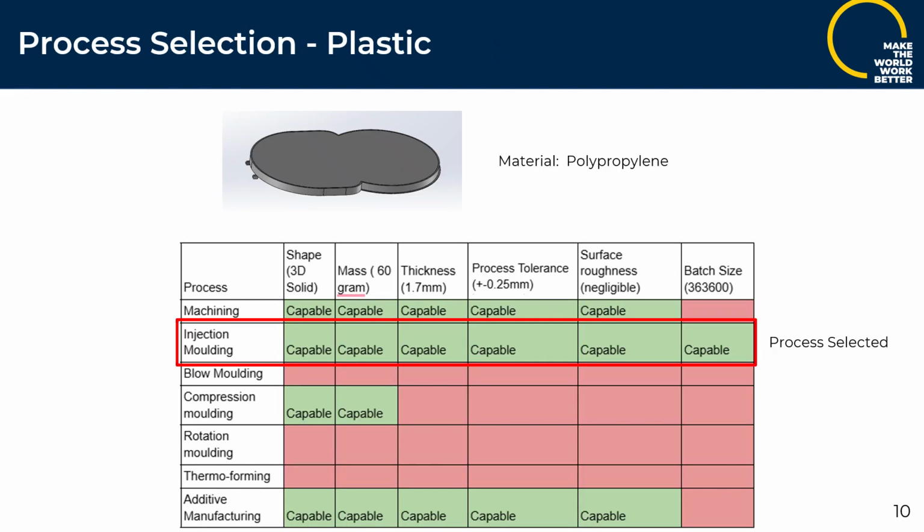The new design combines the water and filter tank lid into a single polypropylene unit. The material was chosen for its low density and toughness. The critical feature is the hinge. To guarantee smooth motion, we tightened the tolerance to plus or minus 0.25 millimeters rather than the standard tolerance of plus or minus 0.5 millimeters. After evaluating our options, injection molding was the only process capable of meeting our geometric, tolerance, and production volume requirements.